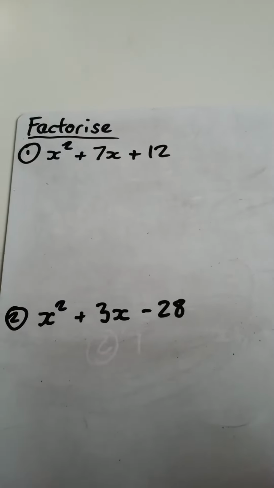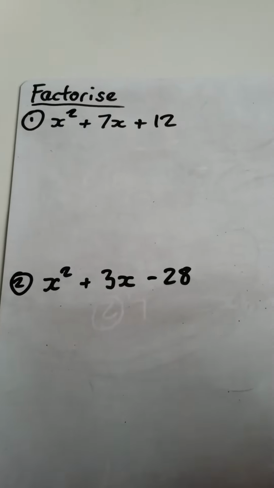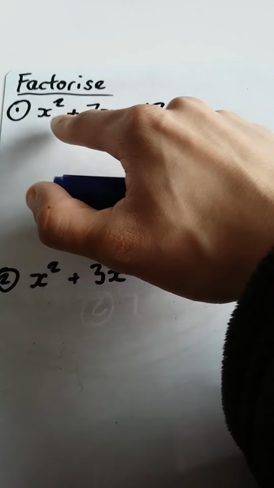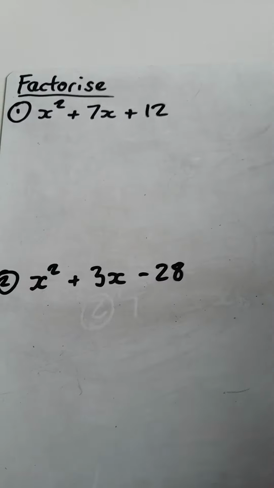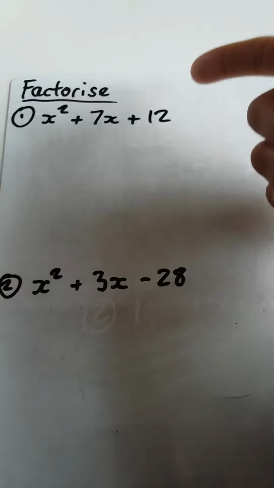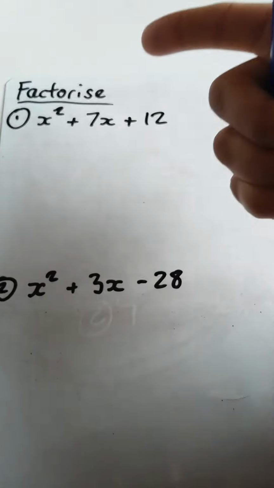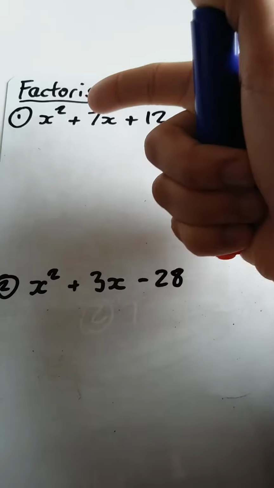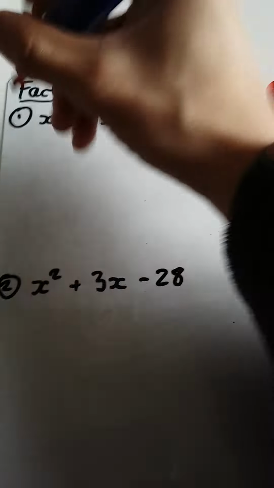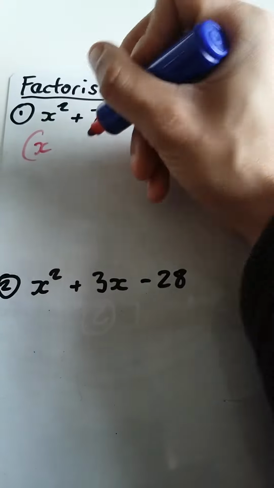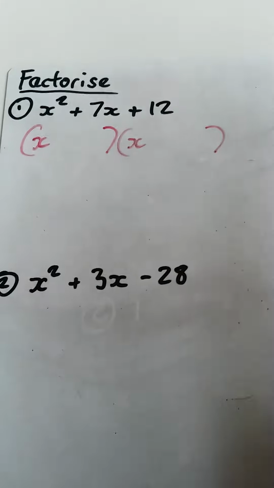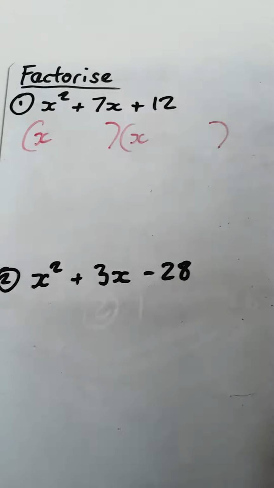Okay, factorising quadratic expressions. We've got two quadratic expressions here. We know they're quadratic expressions because they have an x squared term in. Factorising means we're putting into brackets. I know straight away there's going to be two brackets, because to get x squared, that means x times x. So I can already set up two brackets to start off with, starting with x and x.